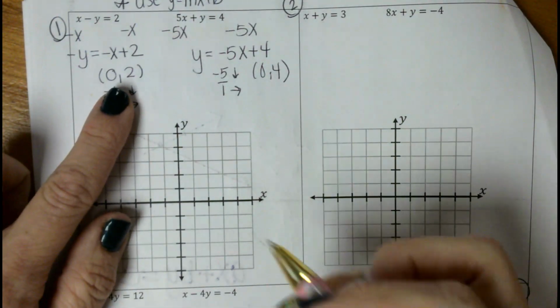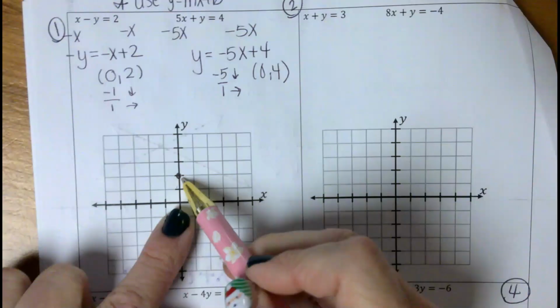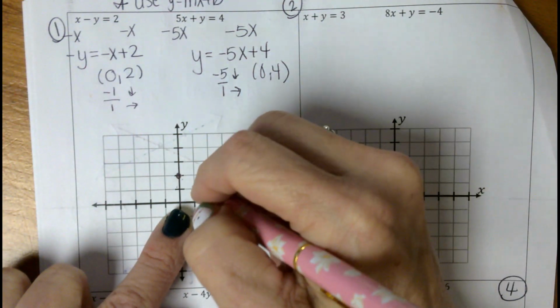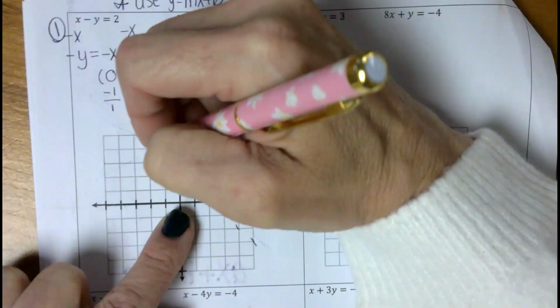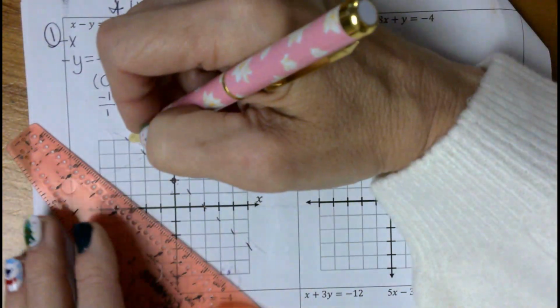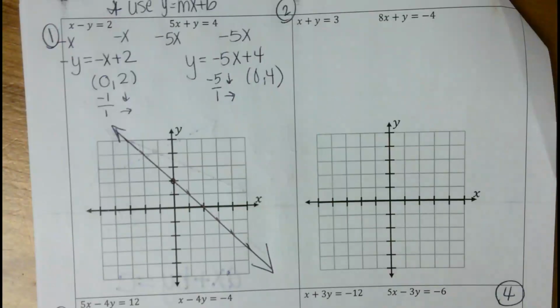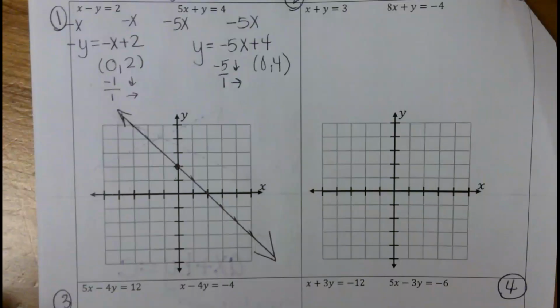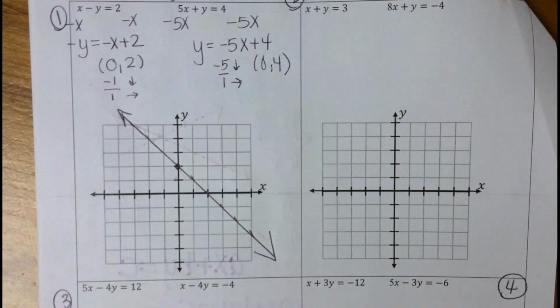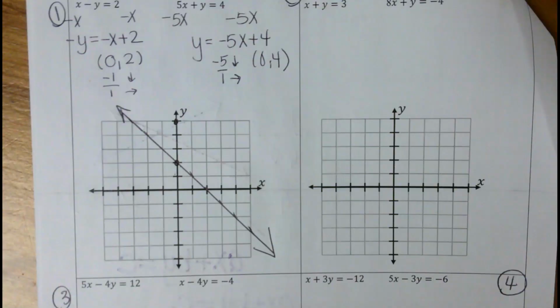So here is 0, 2. The y-axis is here, and here is 2 on the y-axis, right there. And down 1 over 1 is just this singularly diagonal line, just like that. Okay? So I'm going to draw that line. All right? And then this one, 0, 4. That's going to be up here, right? And then I'm going to go down 5 and over 1.